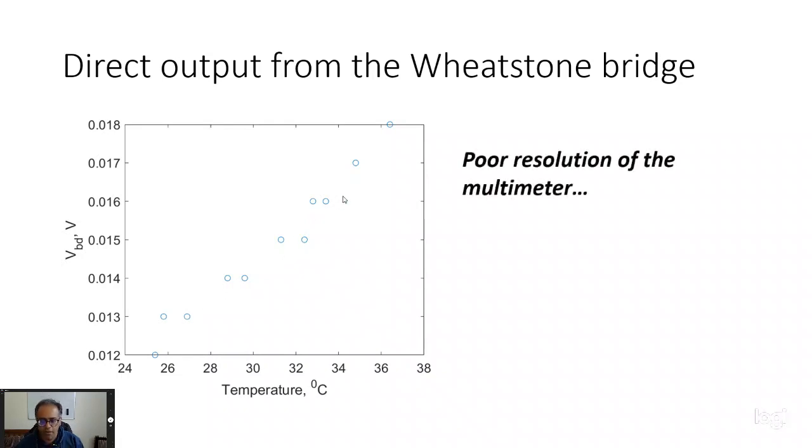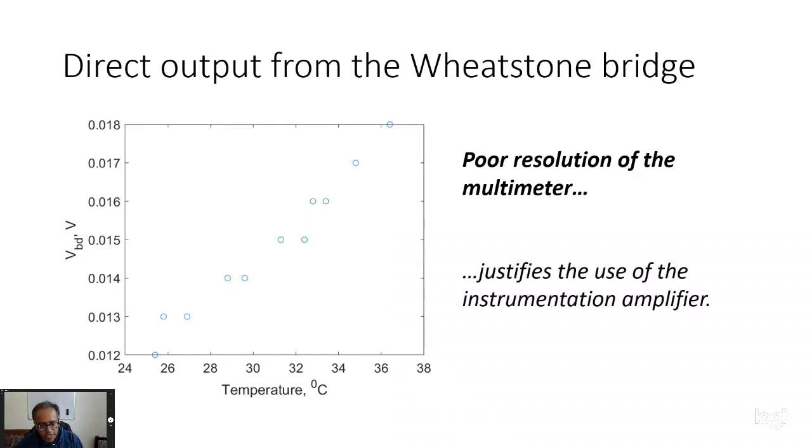And it's step-like because the multimeter has got a poor resolution. The multimeter resolution is of the order of 1 millivolt, and that's why you see the step-like evolution of the VBD voltage. Okay, what this essentially means is we actually need an instrumentation amplifier to amplify that range so that we can make good quality measurements with the multimeter itself. Alright, so that is the justification of using the instrumentation amplifier.